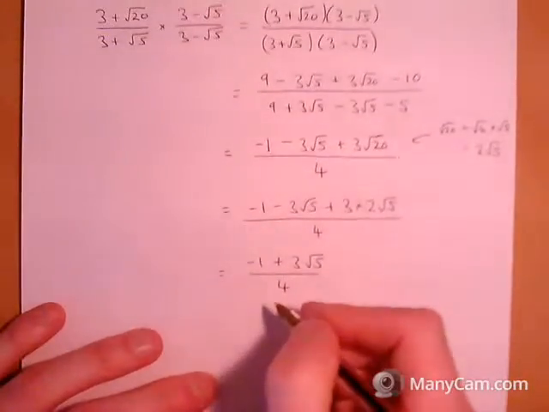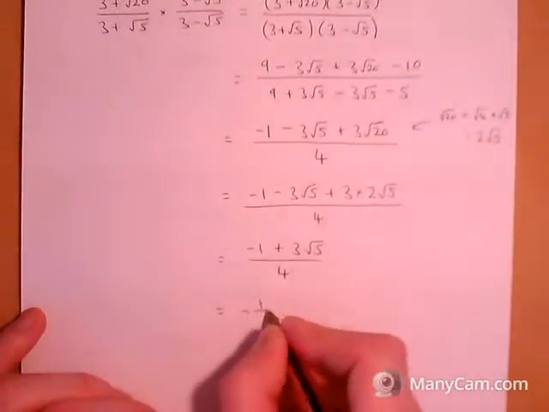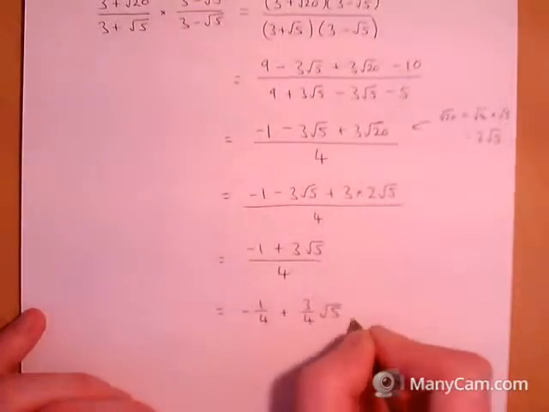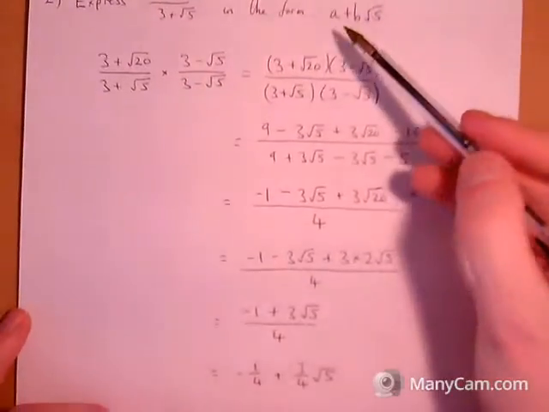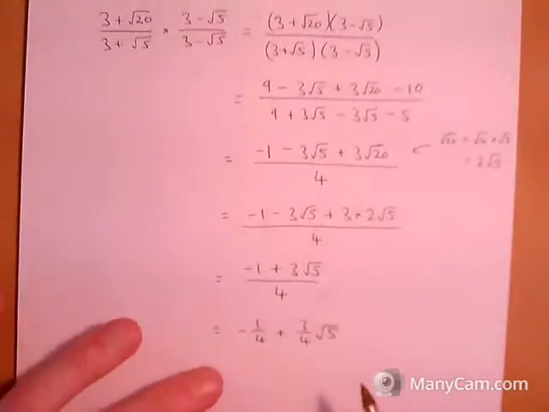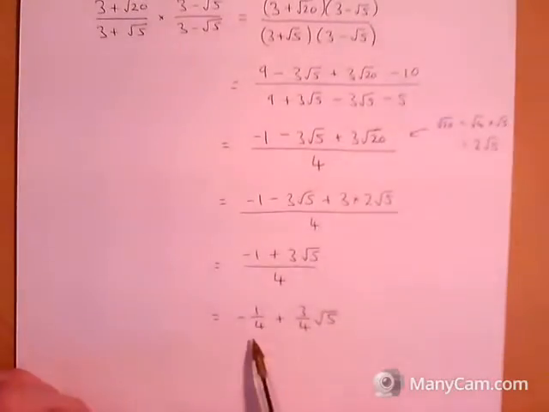And then I can simplify this and put them as separate fractions, so we would end up with minus a quarter plus 3/4 root 5. And then I've simplified that, it's in the form a plus b root 5, because a is minus a quarter and b is 3/4. You don't actually have to state what a and b are. If it's in that form, then you've implied what a and b are from your answer.